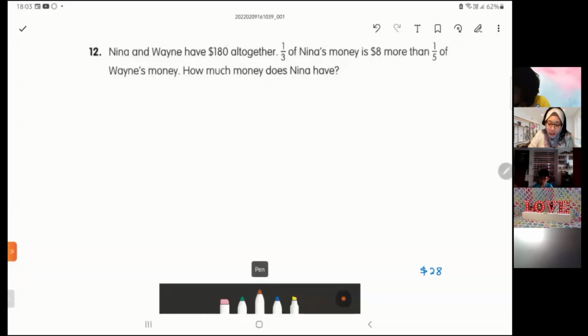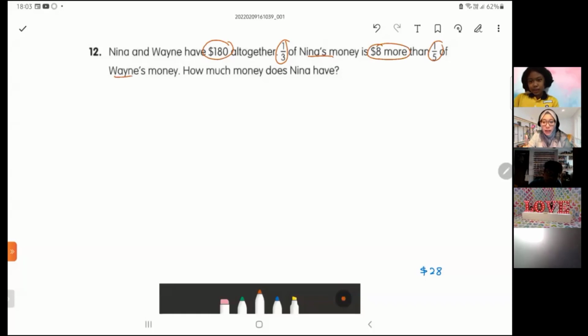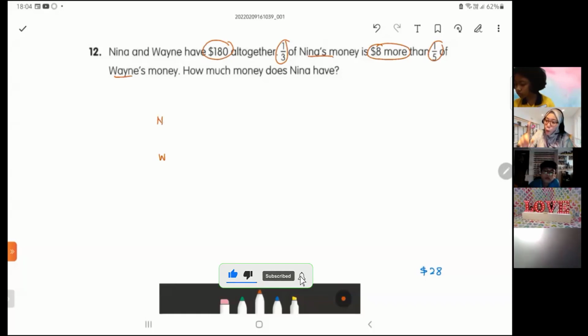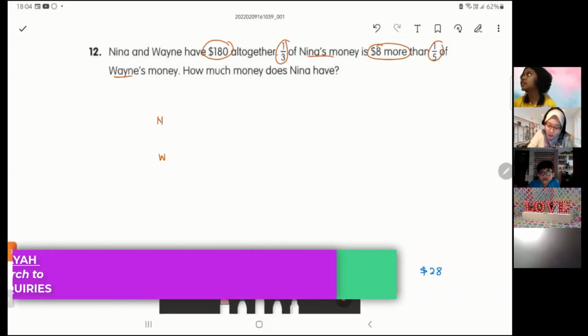Nina and Wayne had $180 altogether. Means Nina plus Wayne's total is 180. Then they say 1/3 of Nina's money is $8 more than 1/5 of Wayne's money. This is my comparison here. So I'm comparing between Nina and Wayne. I'm going to use the stack model method here. So let's say Nina and Wayne. Nina will have more, definitely, right? Nina has $8 more. One part of Nina's money is $8 more.